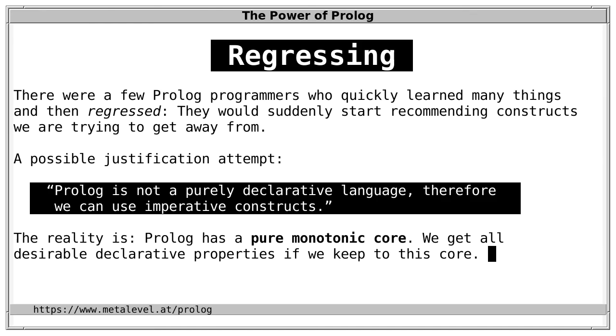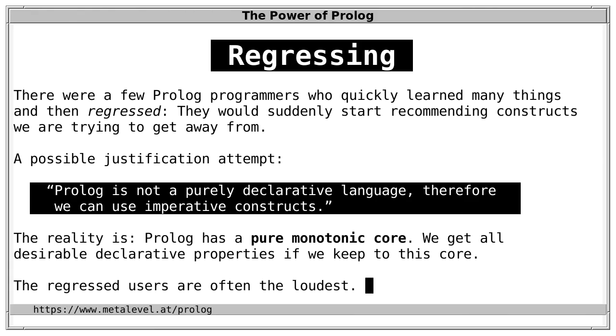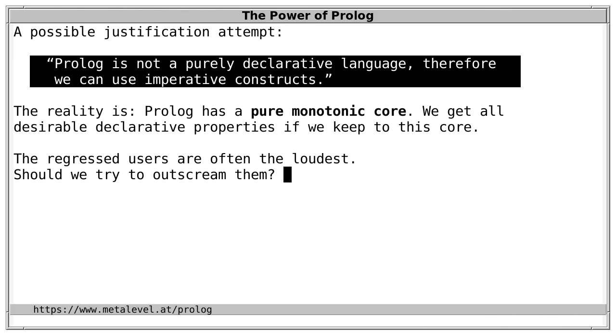And it's one thing to slip and occasionally maybe use a construct that destroys these properties. That's comparable to an athlete who falls and then immediately gets up again. But it's a completely different thing, and this is what happened here, to start running into an entirely wrong direction. And what's strange in addition to this is that the regressed users are often also the loudest. So they even advocate the regression. And we must decide now, should we try to outscream them?